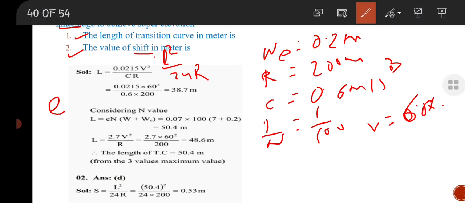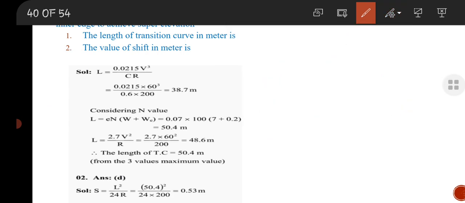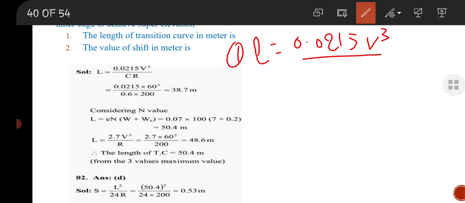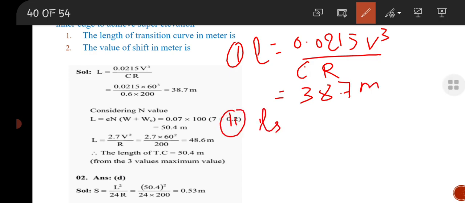Then we will first calculate the length of transition curve based on change in centrifugal acceleration. So the first formula is L is 0.0215, as I am considering V in kilometer per hour, V cube by C into R. So applying everything, we have calculated the length as 38.7 meter. By applying the second formula, the length of transition curve Ls is equal to E into N (W plus We). So everything is given, E given as 0.07.